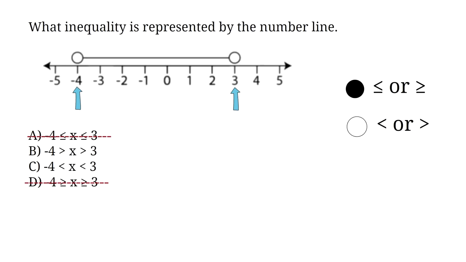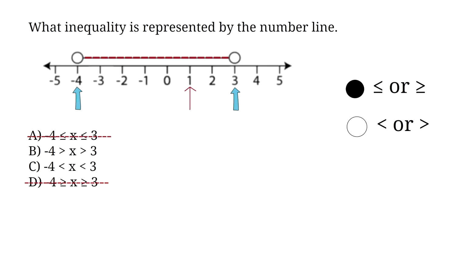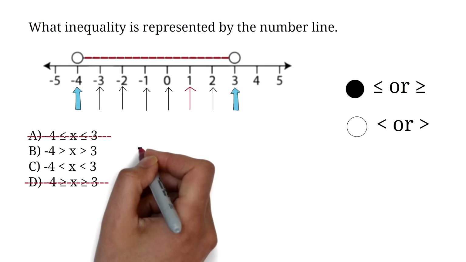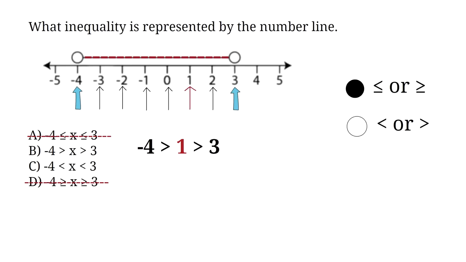Finally, we pick a number to represent our x. The number must fall on the line we are writing the inequality for. I will use 1. You can use any of these numbers. Check which answer choice will be true. For choice B, we have negative 4 is greater than 1, which is greater than 3. This statement is not true. Negative 4 is not greater than 1, and 1 is not greater than 3. This leaves option C as the answer.